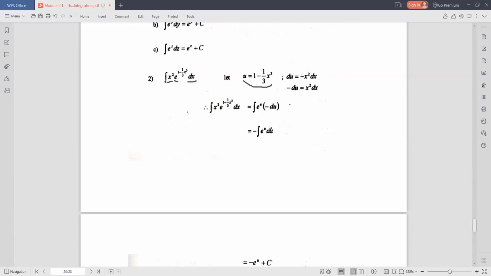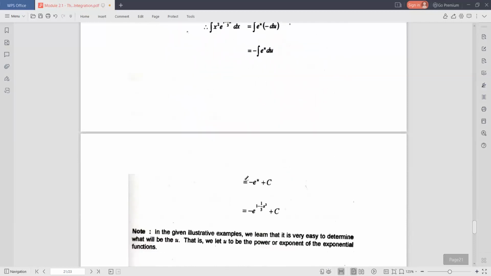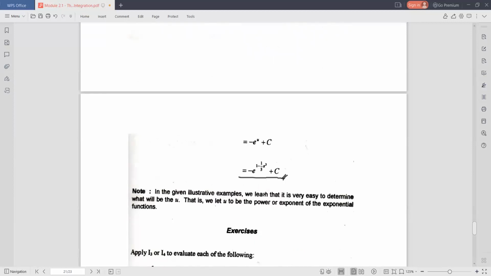Now, you can simplify this one with the use of our fourth general formula for integration. Or that will become negative e raised to u plus c. Then, substitute back again. Babalik natin yung hiniram natin sa u, that is 1 minus 1/3 x cubed. So this will become your general solution. So note lang that in the given illustrative examples, we learned that it is very easy to determine what will be the u. Diba? So that is, we let u to be the power or exponent of the exponential functions.